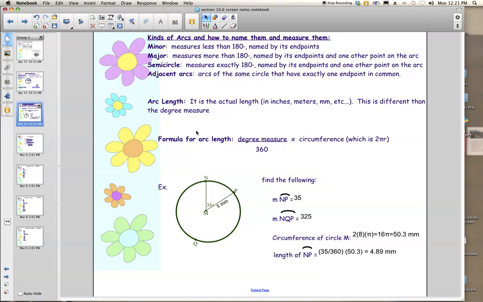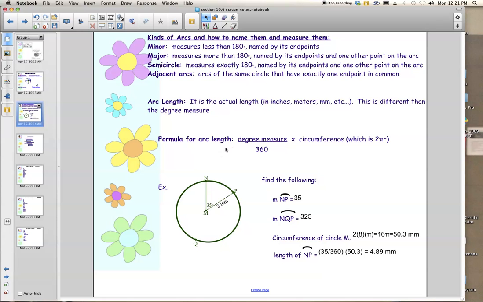Arc length, which I alluded to earlier, is the actual length of the arc. If I were to lay a string down from N to P and then measure the length of the string, that is the arc length. It's different from the degree measure. And this will be done in inches, meters, whatever the radius is labeled in, that's what the arc length will be labeled in.